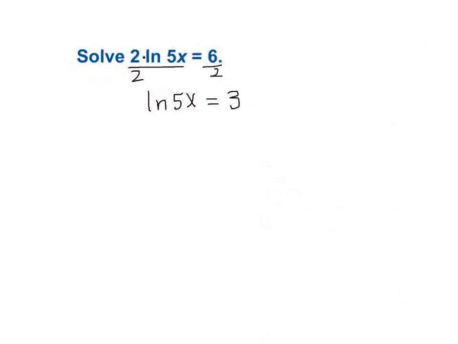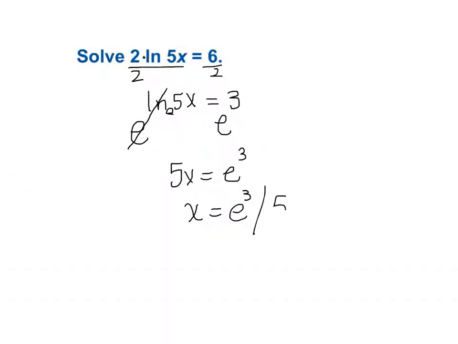Now, one thing we can do here, since this is the natural log, instead of logging both sides, we could exponentiate both sides. So we would go by the same base. Natural log is base e. So I would do e to the natural log of 5x equals e to the 3rd, and that's what this would look like. What that does is it cancels because e and natural log are inverses of each other. They undo each other. So I'm left with 5x equals e to the 3rd. So I would have x equals e to the 3rd divided by 5.